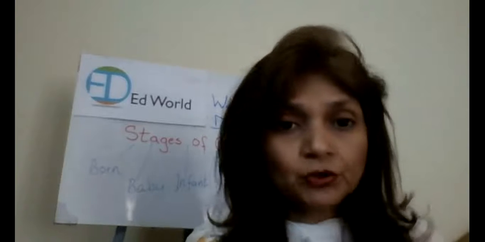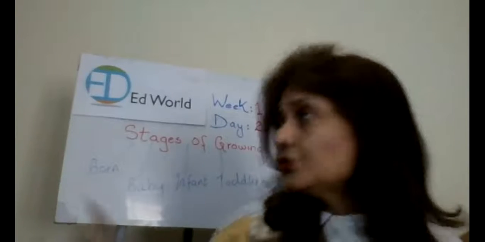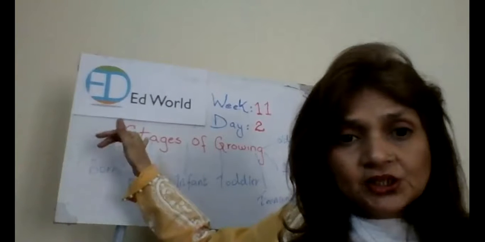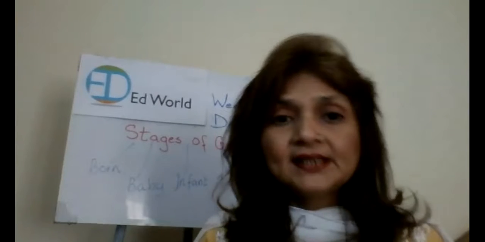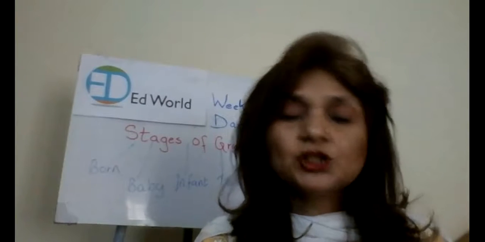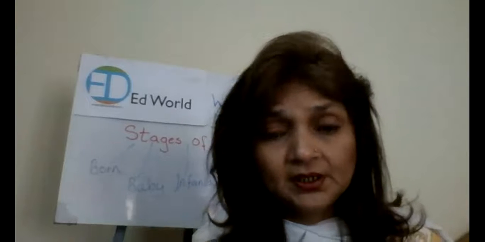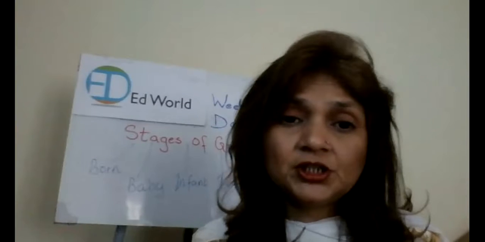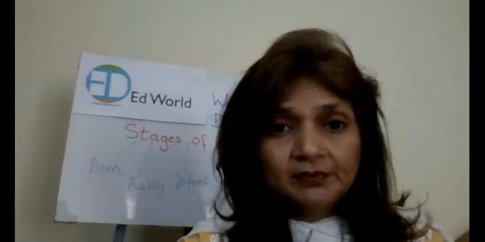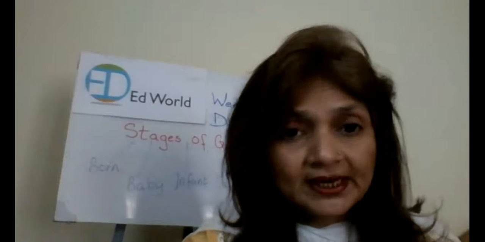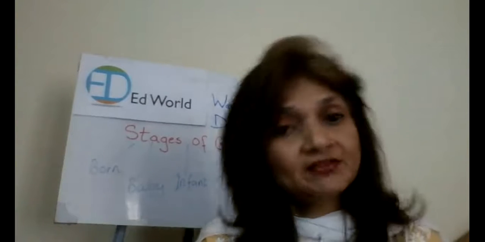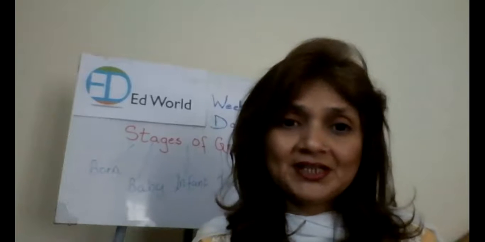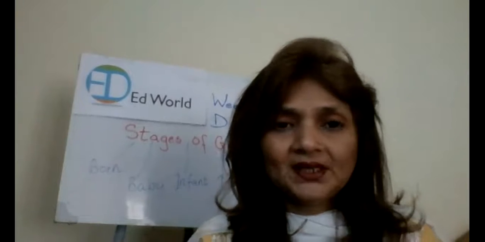So now what I want you to do is write down the same heading, stages of growing, and write these 7 stages. Write down the stages of growth of a baby. What are the different stages of growth of a baby that you are going to write down in your notebooks, these 7 stages. And I'm going to give you 7 minutes for this task. Your time starts now. Time is up.